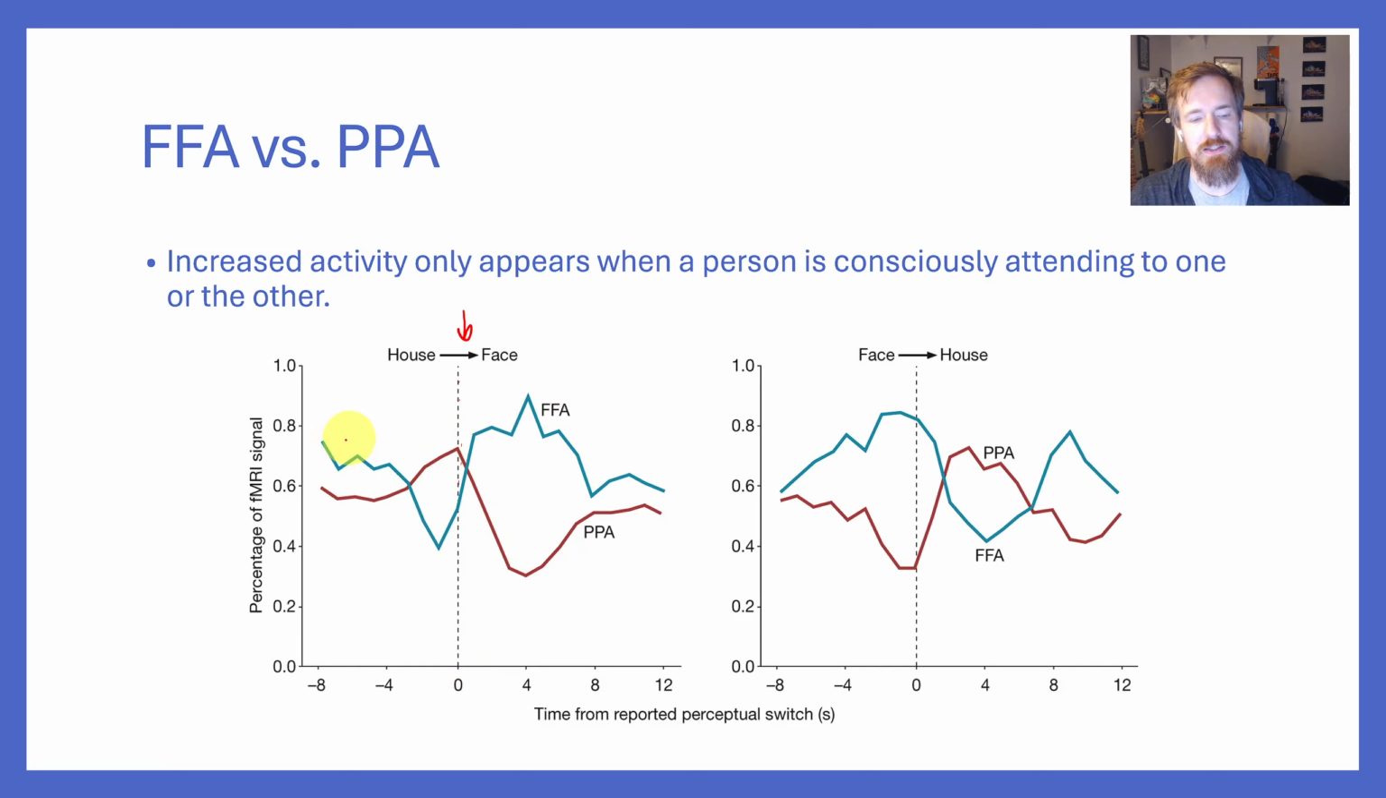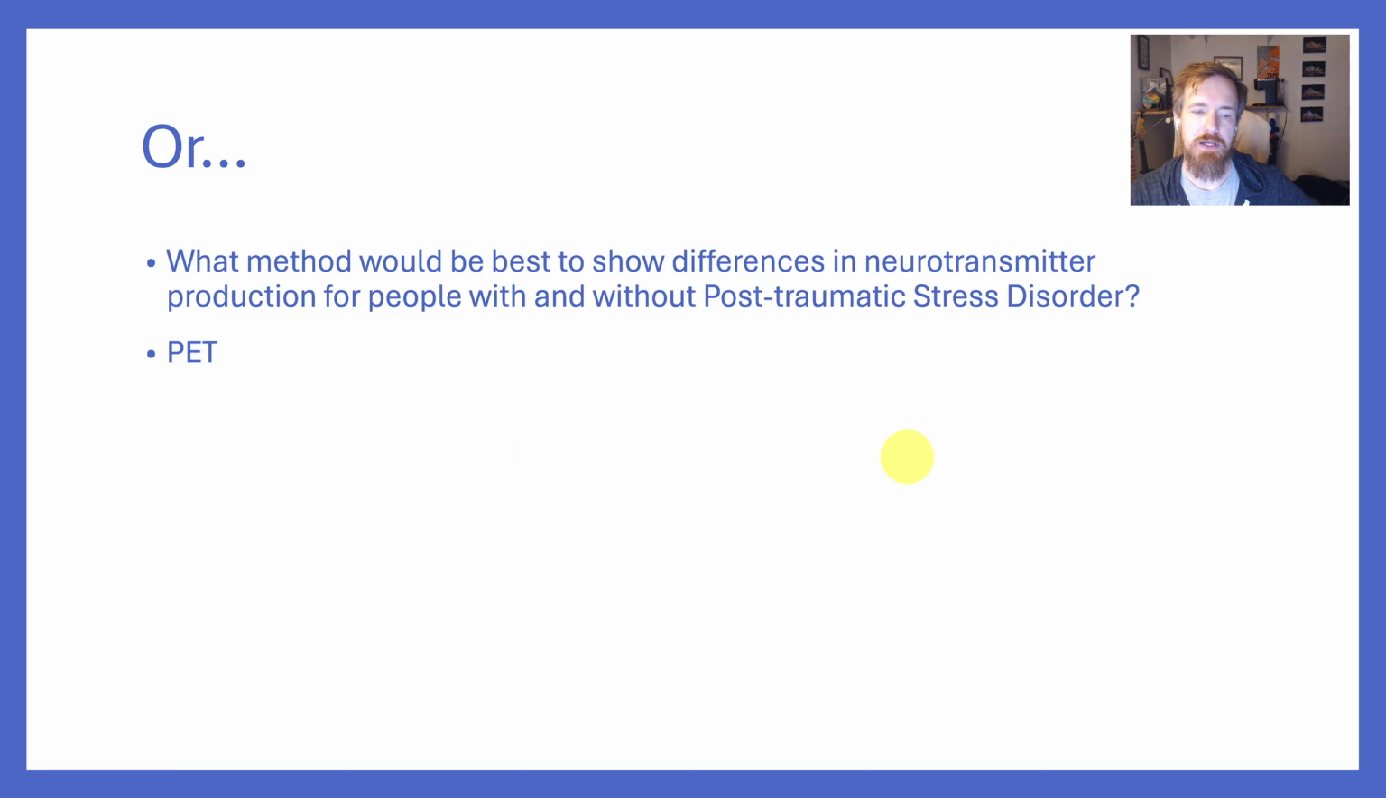On this axis, the blue line is the fusiform face area activation, and the red is the parahippocampal place area activation. So when they were asked to look at the house, you see an increase for the parahippocampal place area, and then when they're instructed to look at the face, the fusiform face area jumps up and is now responding at a stronger signal. And then we see the exact opposite whenever the instructions are reversed. They're looking at the face, and then when they're instructed to look at the house, the parahippocampal place area is the more dominant activated area.